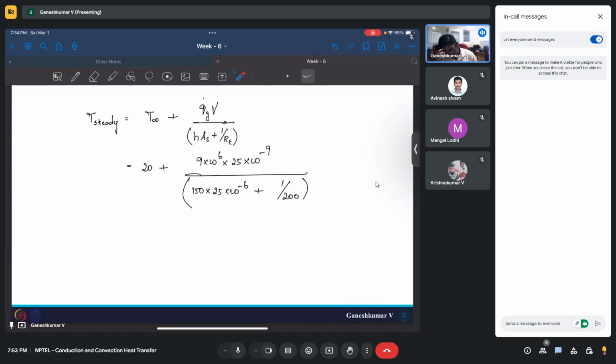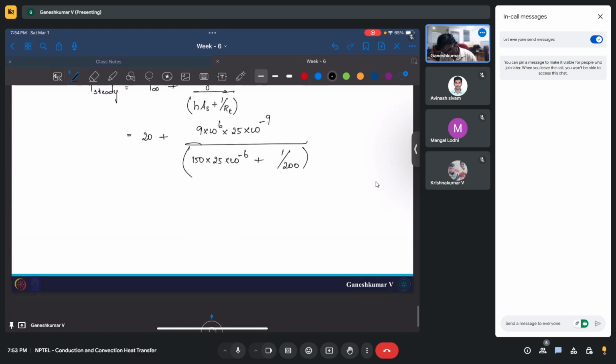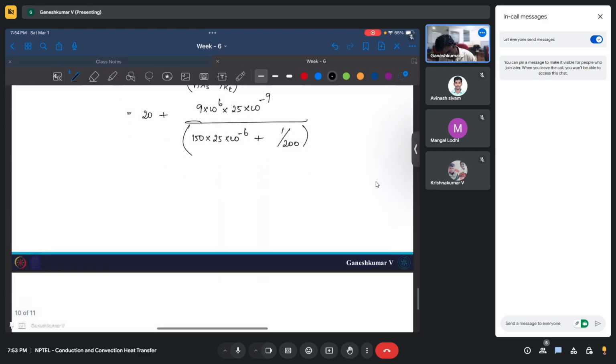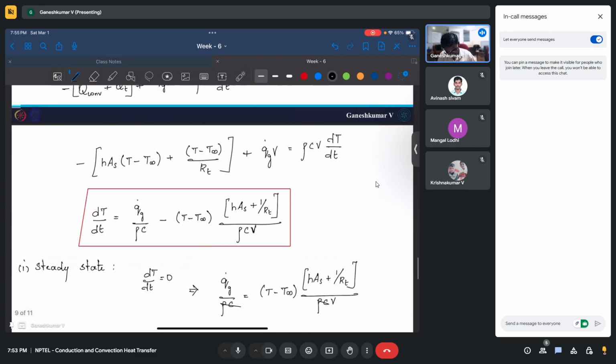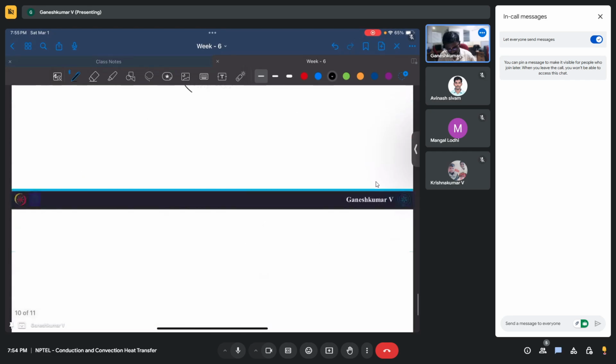Okay, and that is going to remain the same. Basically, h_A_s is 1 by R. All right, let's simplify this. How much should that come out to be? So 150 into 25 into 10 power minus 6 plus 1 divided by 200. I guess it's 200. So the total resistance given is 200 Kelvin per watt.